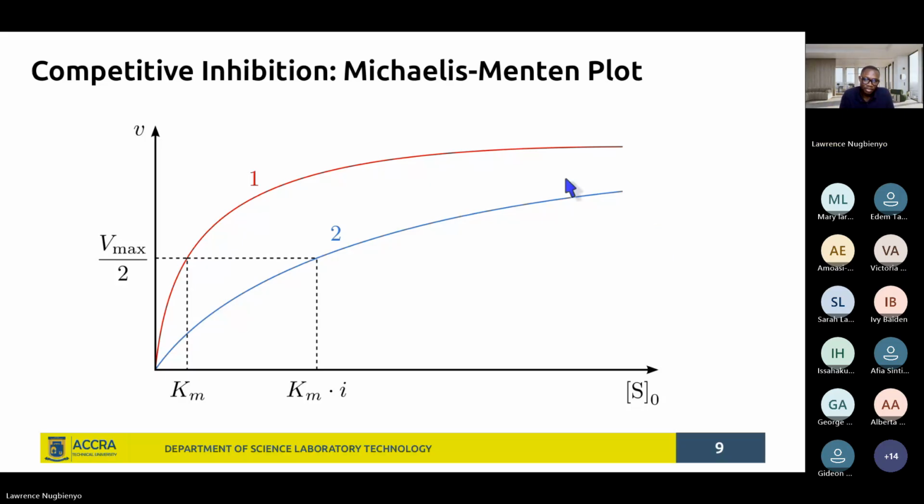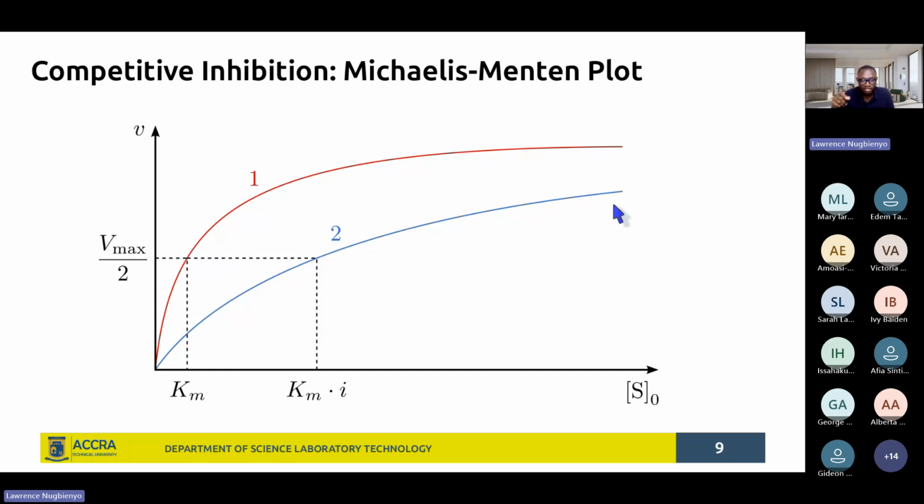We see that, well, half of the reaction rate, or half of the maximum rate of the reaction is not changed, it's the same. What it also means is that the maximum rate of the reaction has not changed, it's the same. Even though you can see that the maximum rate of reaction for the blue curve, to the red curve is low, it doesn't mean that the maximum rate of the reaction cannot be reached when you have a competitive inhibitor.